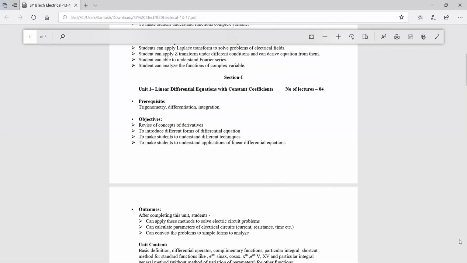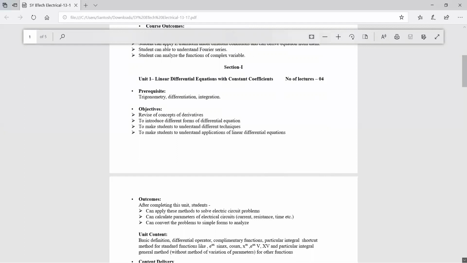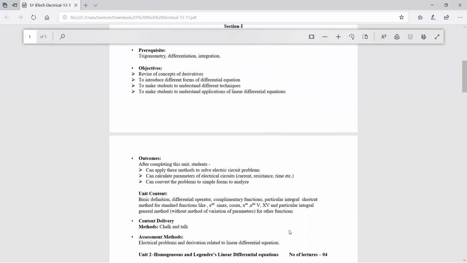In this topic, we'll see which are the contents. Content number 1: basic definitions, the differential operator. We are using here capital D, that is nothing but the differential operator, then the complementary function and the particular integral. The complementary function plus the particular integral gives the general solution of the linear differential equation with constant coefficients. Okay, we will see later under that topic.